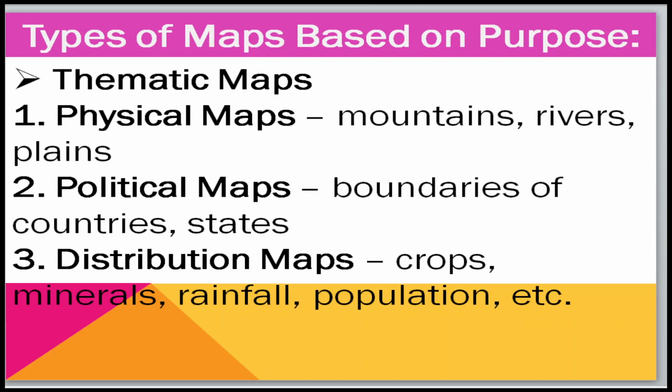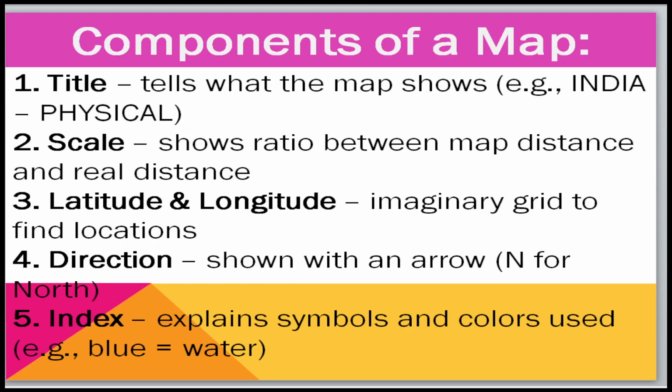Types of maps based on purpose. Thematic maps also we call them. Here you have physical maps. A physical map shows you the mountains, rivers and plains. Political maps show you the boundaries of the countries or states. Distribution maps show you the crops, minerals, rainfall, population, etc. Okay, now move to the next one.